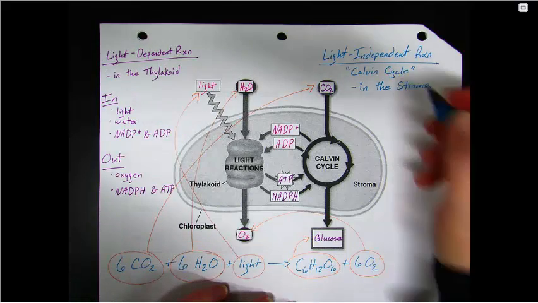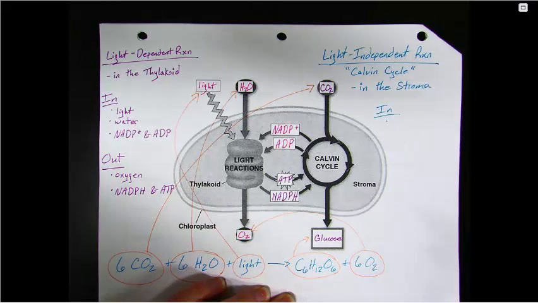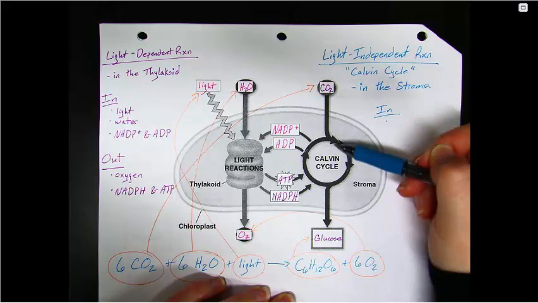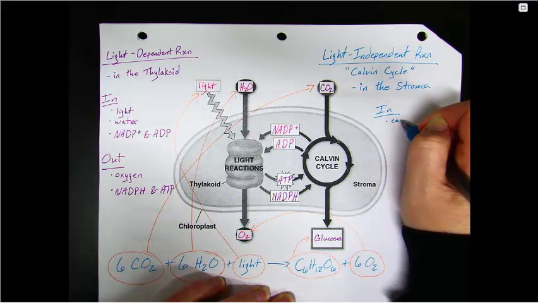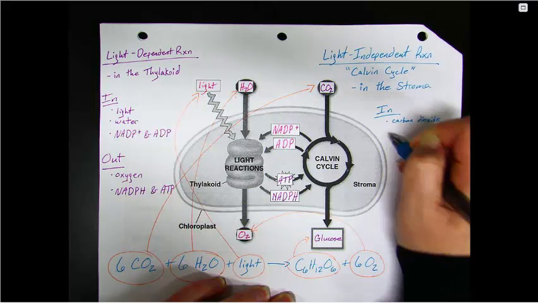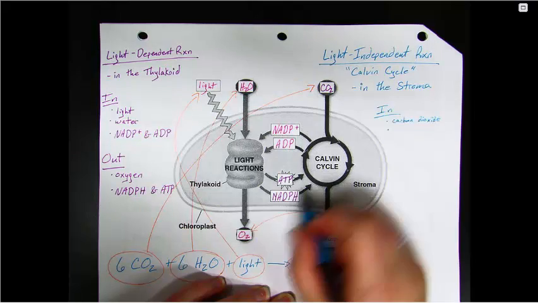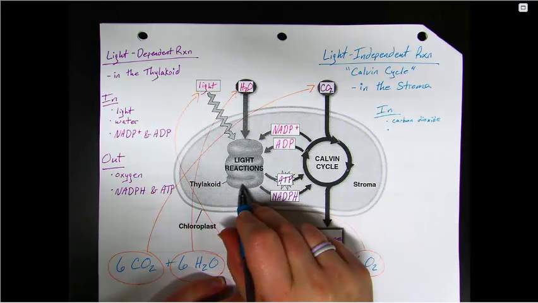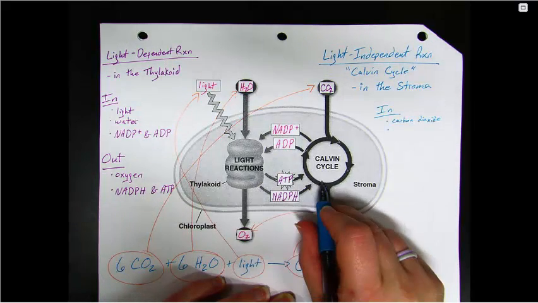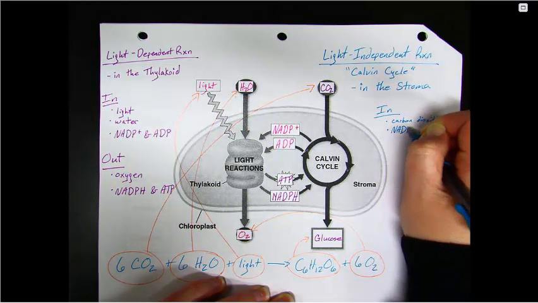Now let's remember what goes in to the Calvin cycle. Well, this would be the carbon dioxide coming in. And we also have the ATP and the NADPH that were produced in the light reactions coming into the Calvin cycle.